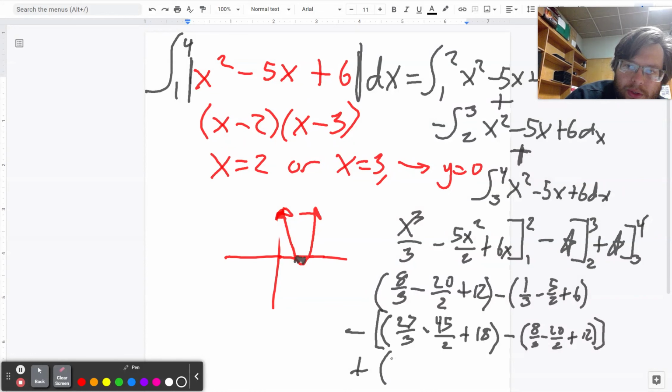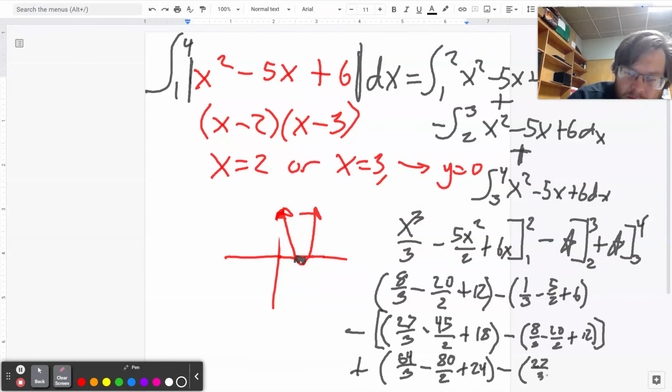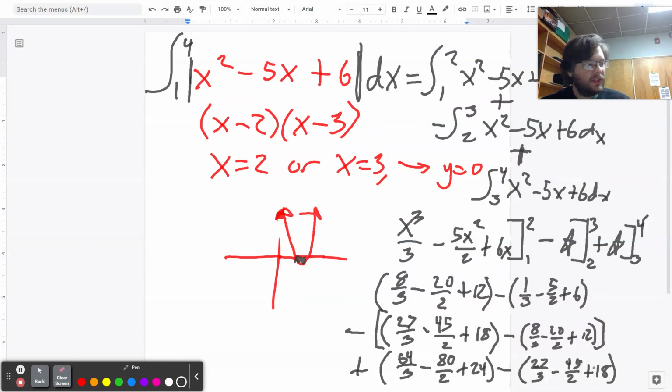So what is 4 cubed? 4 times 4 times 4. 64 over 3 minus 80 over 2 plus 24. And I already figured out f of 3: 27 over 3 minus 45 over 2 plus 18. So whatever this all ends up being is what our final answer comes out to be.